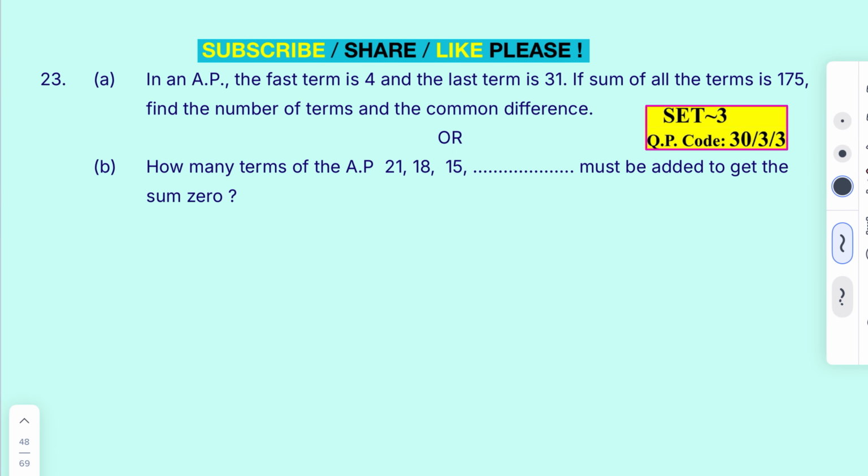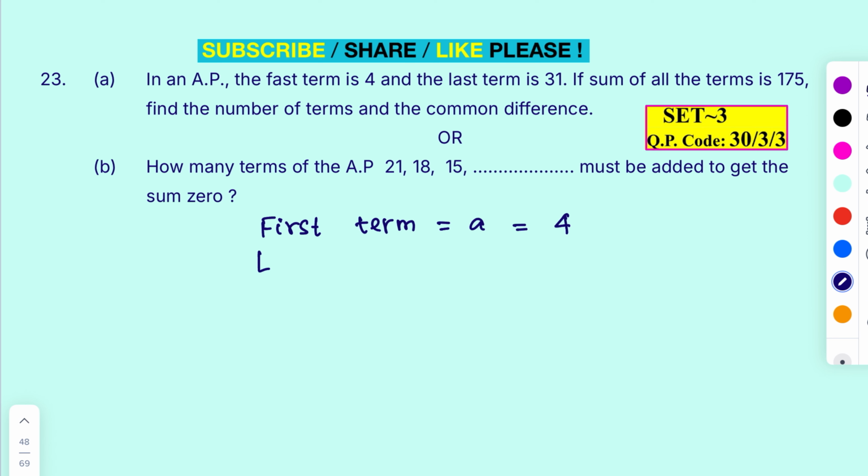In an AP, the first term is 4. Given that first term is 4 and last term is equal to 31, and the sum of all the terms, that is Sn, is equal to 175. Find the number of terms and the common difference.